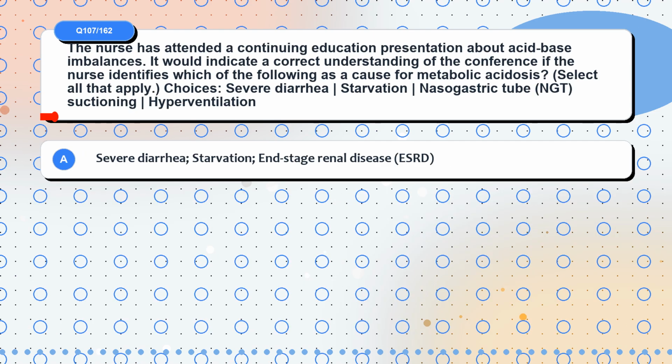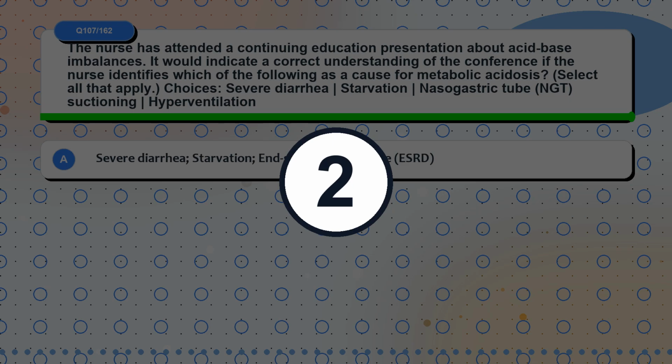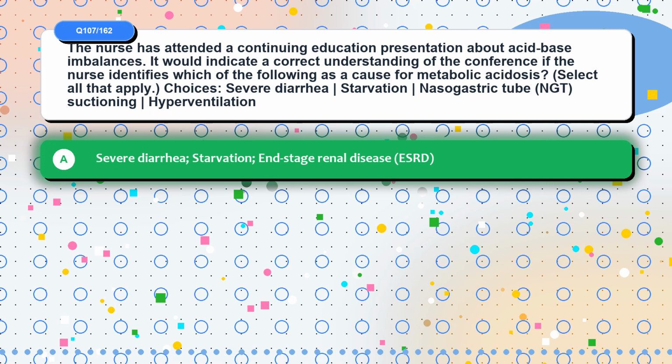Question 107. The nurse has attended a continuing education presentation about acid-base imbalances. It would indicate a correct understanding of the conference if the nurse identifies which of the following is a cause for metabolic acidosis. Select all that apply. Choices: Severe diarrhea, starvation, nasogastric tube and GT suctioning, hyperventilation. Here are the options. Option A. Severe diarrhea, starvation, end-stage renal disease, acid. The correct answer is option A.